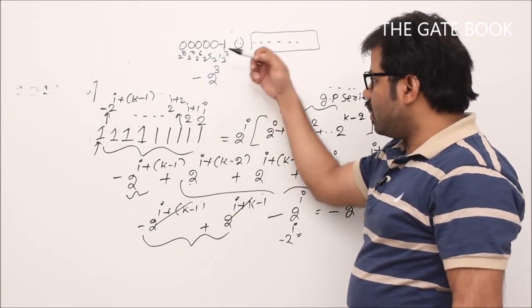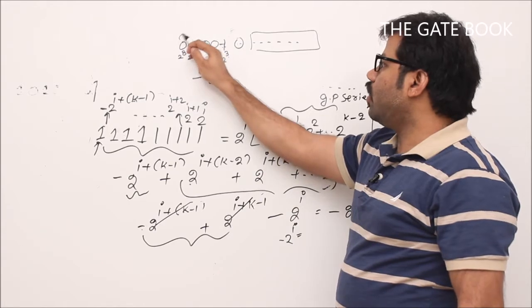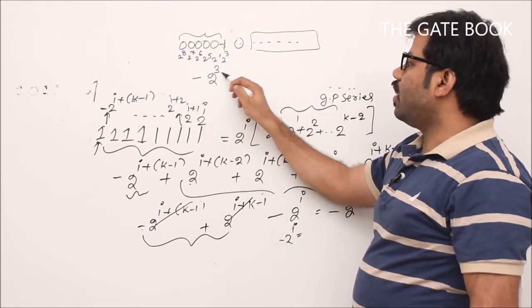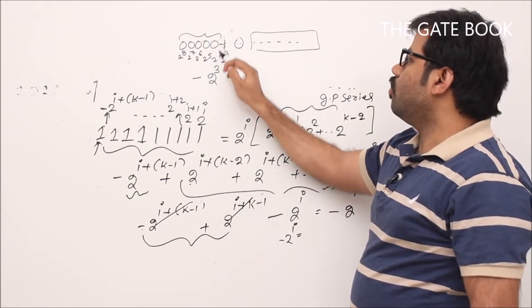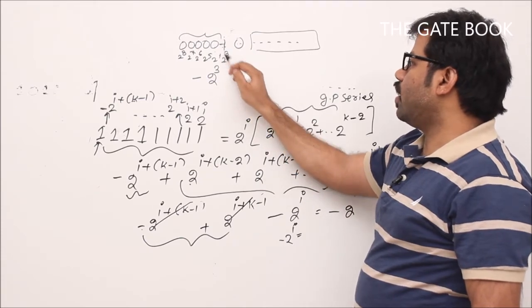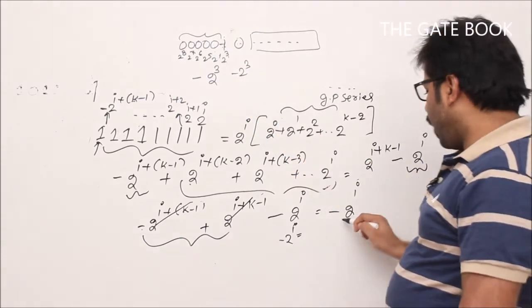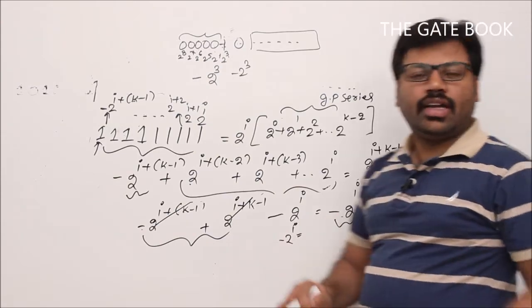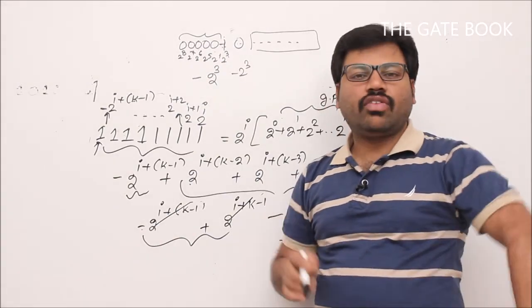So if it is really done like that, what is going to be the value? The value is automatically minus 2 to the power of 3, because this is the 2 cube position, right? 2 cube into minus 1, minus 2 cube. So here minus 2 to the power of 3. That's why, again, it is still meaningful. That is what Booth finally did.